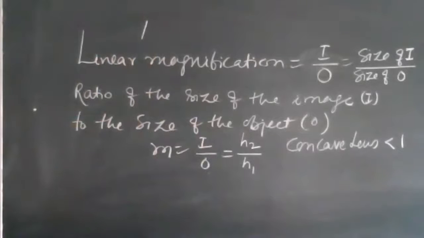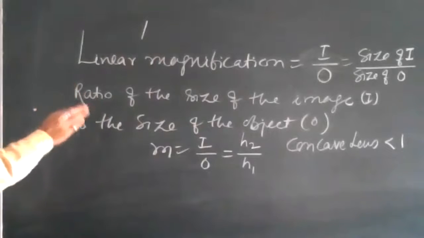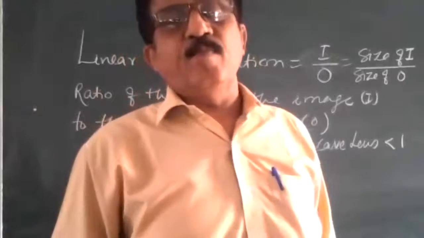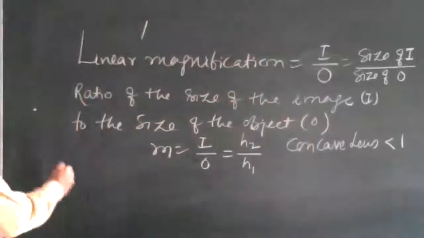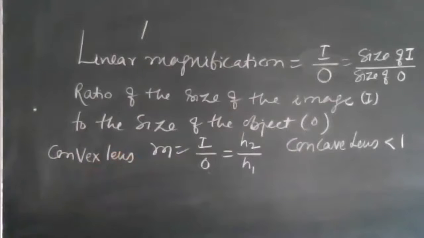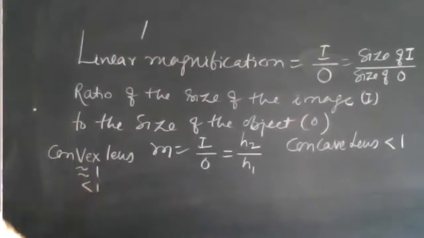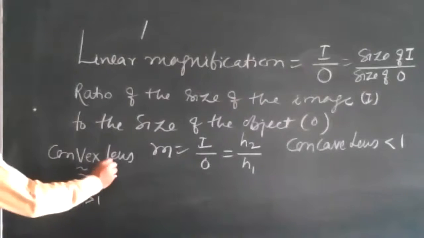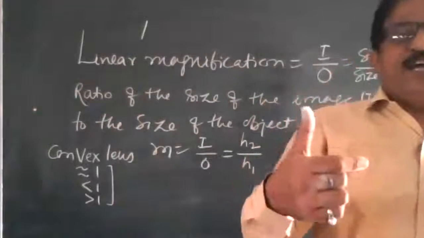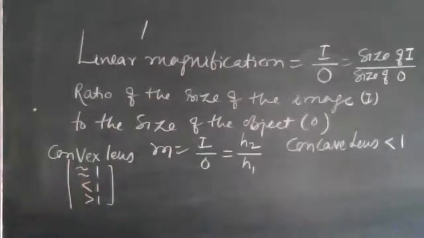Convex lens: the linear magnification for a convex lens can be 1, or less than 1, or more than 1. हर प्रकार की इमेज बनती है यहाँ पर. The size of the image can be equal, greater, or less compared to the object. That's why magnification changes.